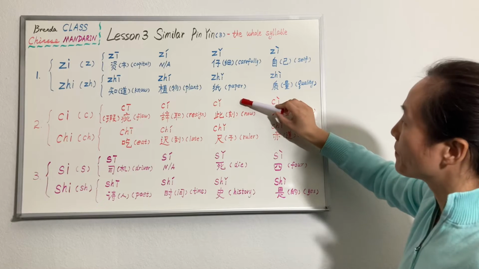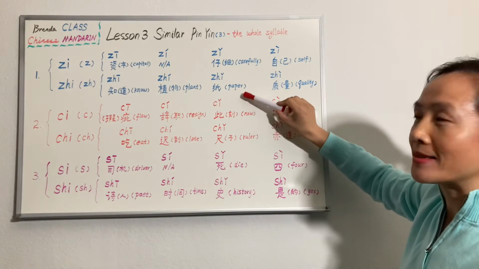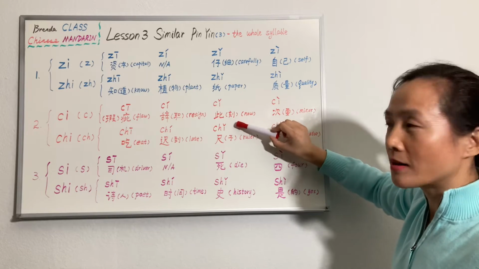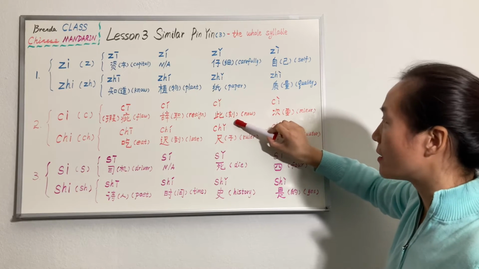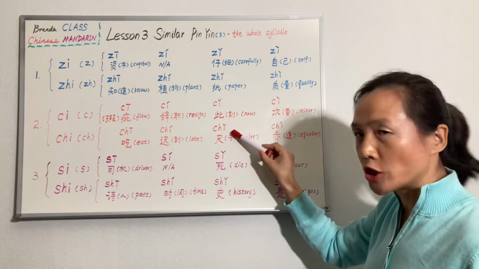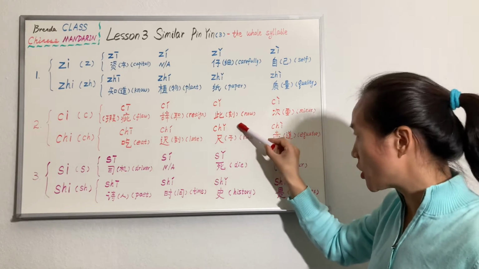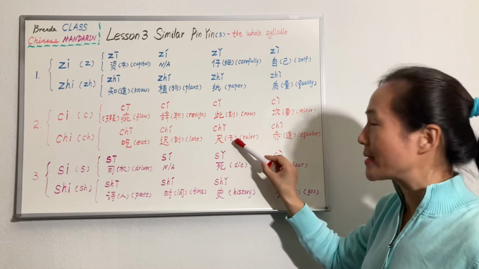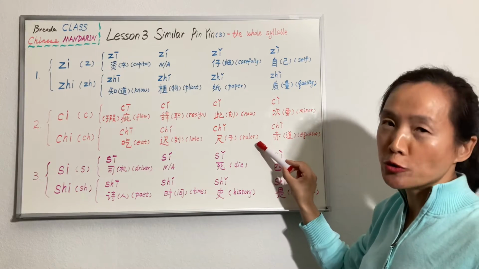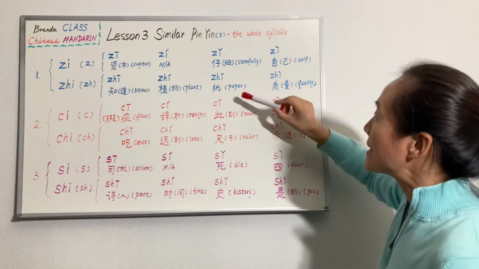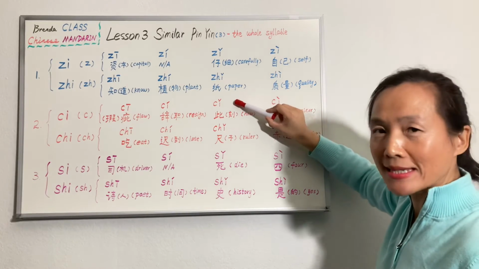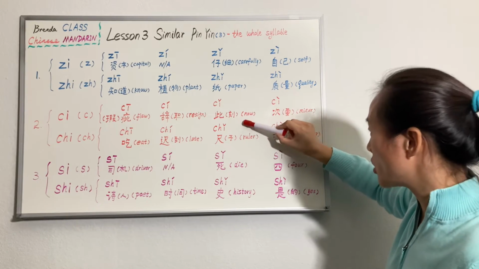The third tone. 此, 此, 此刻, 此刻 means now. 尺, 尺, 尺子, 尺子 means ruler. 此, 尺, 此, 尺.